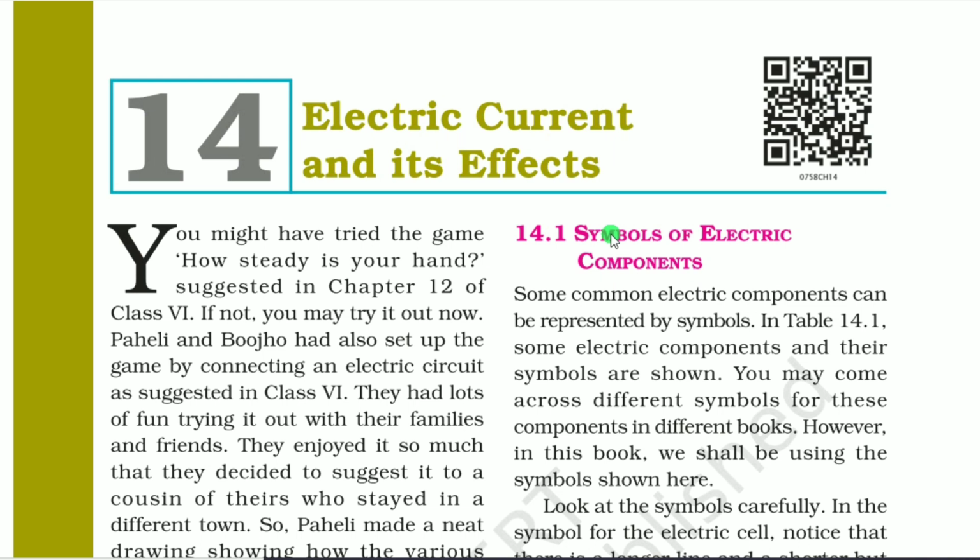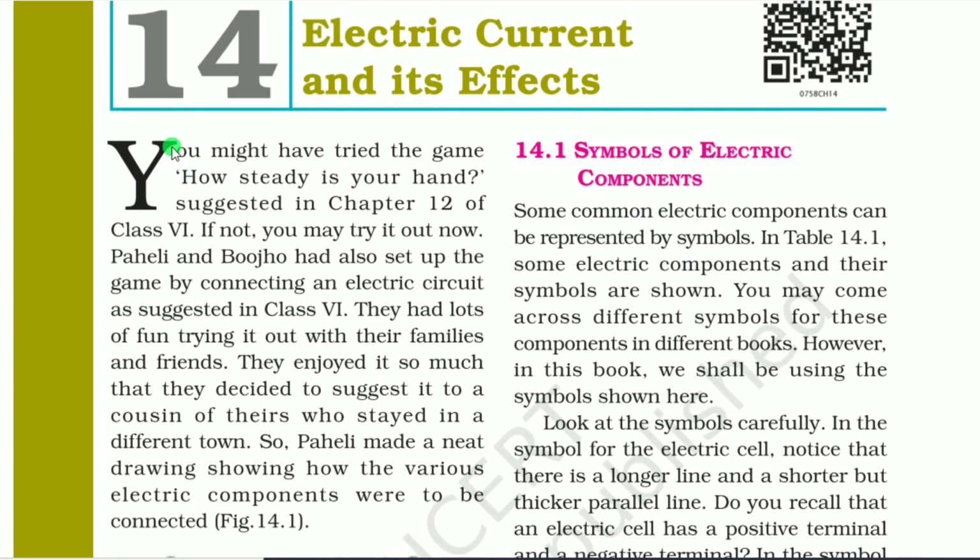When current flows in a wire, then if you bring some iron nails, the iron nails will be attracted towards the wire. So this is nothing but the magnetic effect of electric current. And another effect of electric current is the chemical effect. Generally, in this chapter, we will study and focus on the heating effect of electric current and magnetic effects also. So stay tuned and watch the video till the end.